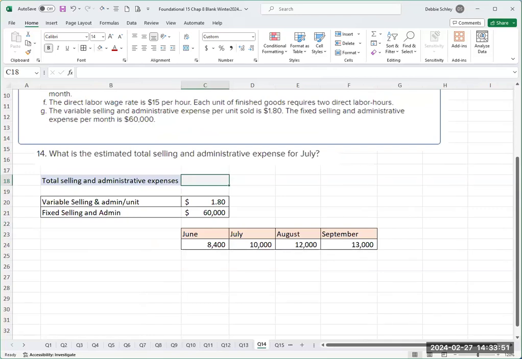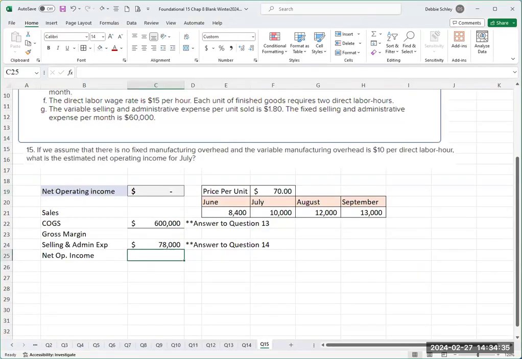Okay, question 14. What is the estimated total selling and administrative expense for July? So they told me in G, the variable administrative expense per unit sold is $1.80, and the fixed selling and administrative expense per month is $60,000. And they want to know July. So I need to take equals open parentheses, the variable cost times July's units, close parentheses, plus the fixed. So variable plus fixed equals total selling and administrative costs.